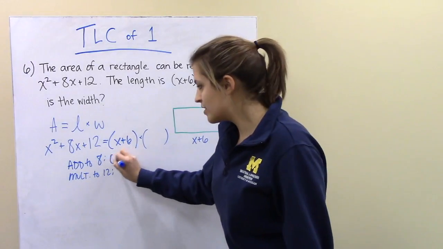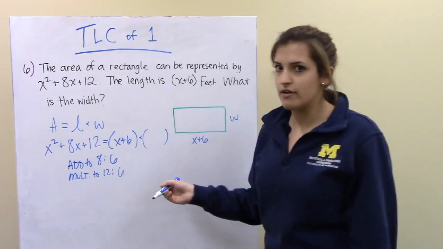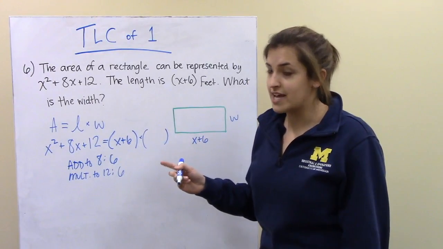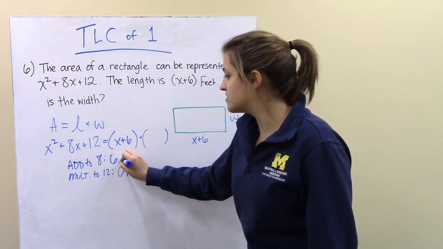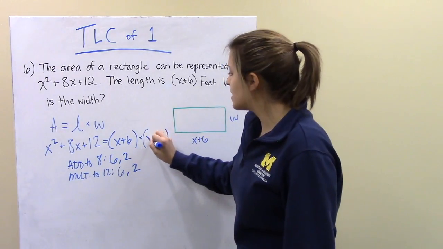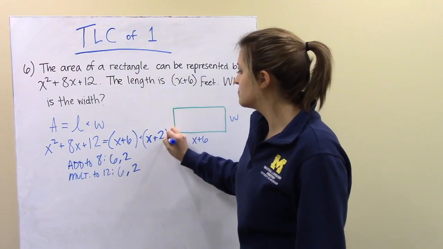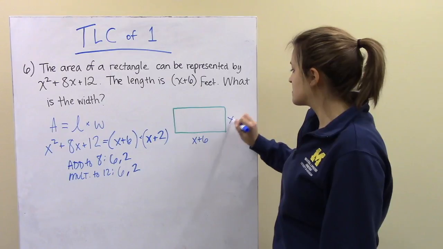So, well, what do we add to 6 to get 8? And what do we multiply 6 by to get 12? Those answers should be the same. 6 times 2 is 12, and 6 plus 2 is 8. So my other factor here is going to be x plus 2. So that means my width here is x plus 2.